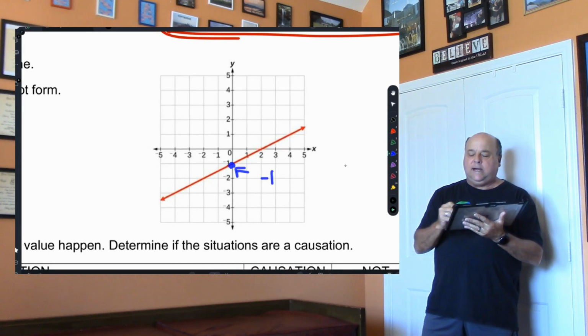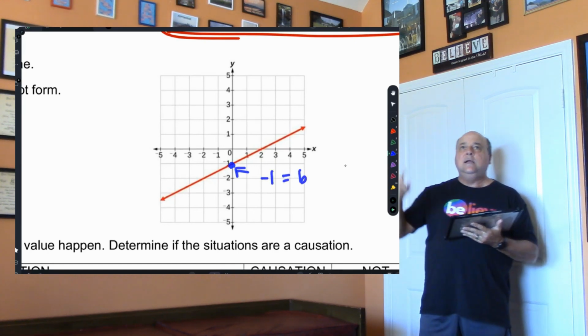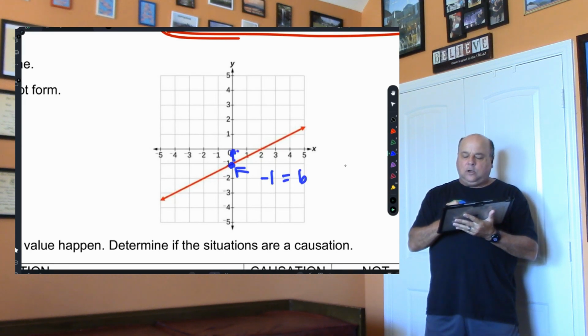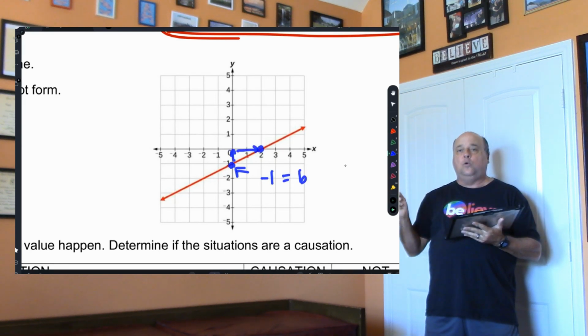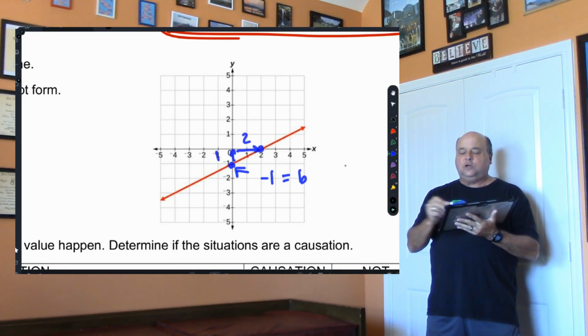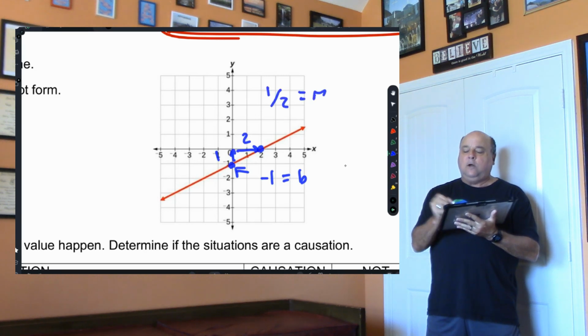It's -1, right? That's equal to the b. Now we're going to get the slope. We've got to go up and over. That's my next grid point. We are going up 1 over 2, so our slope is 1 over 2.